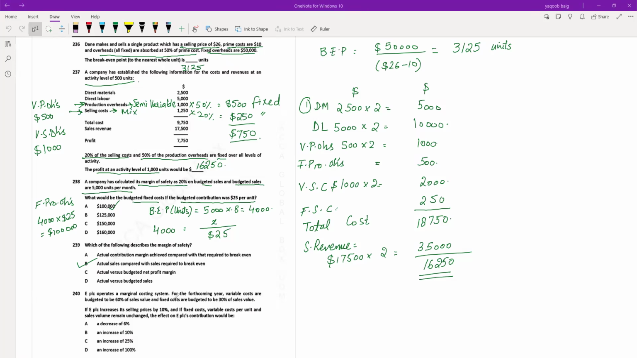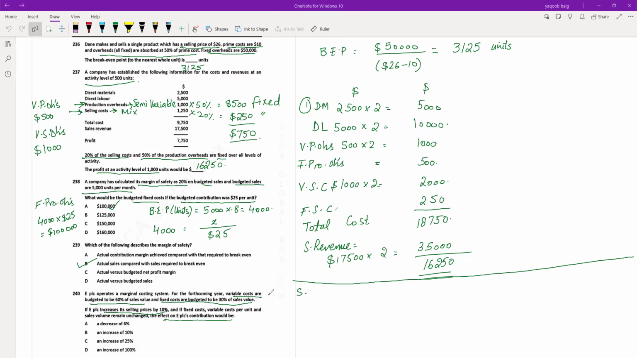EPLC operates a marginal costing system. For the forthcoming year, variable costs are budgeted to be 60% of sales value and fixed costs are budgeted to be 30% of sales value. If EPLC increases the selling price by 10%, fixed cost, variable cost per unit and sales volume remain unchanged. The effect on EPLC's contribution would be? So once again, we are going to assume data in this question rather than making any judgment.